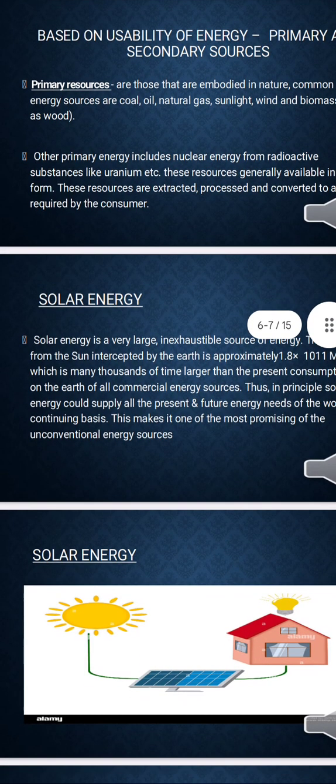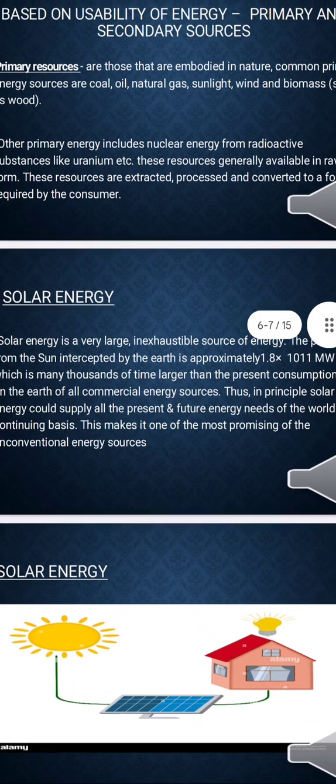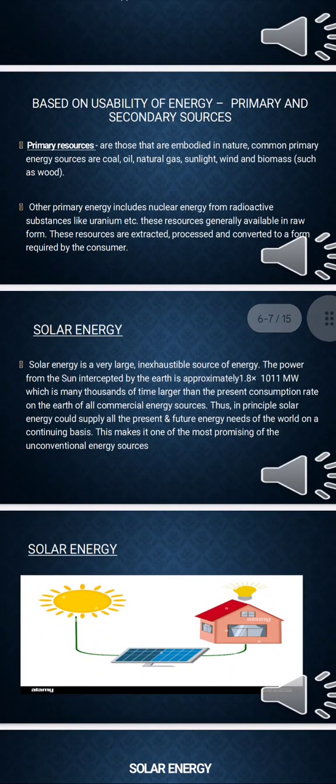So next I am speaking about the solar energy, which is the most important. Solar energy is a very huge, inexhaustible source of energy. The power from the sun intercepted by the earth is approximately 1.8 x 10^11 megawatt, which is many thousands of times larger than the present consumption rate on the earth of all commercial energy sources. Thus, in principle, solar energy could supply all the present and future energy needs of the world on a continuing basis. This makes it one of the most promising of the unconventional energy sources.